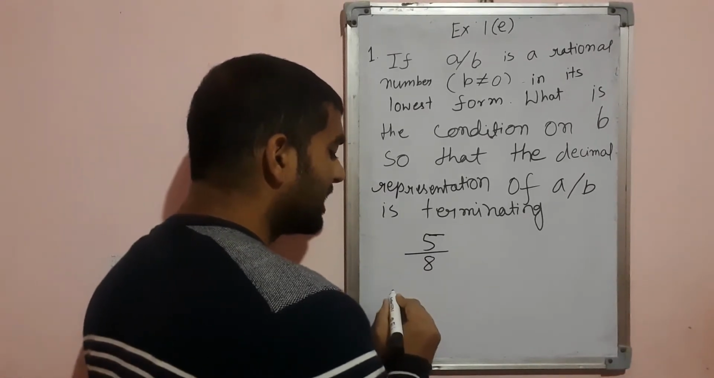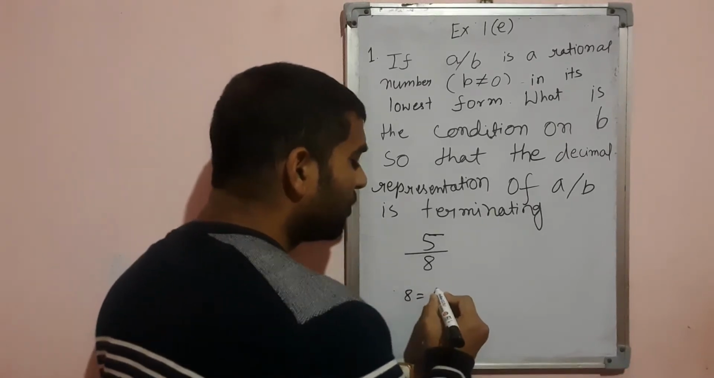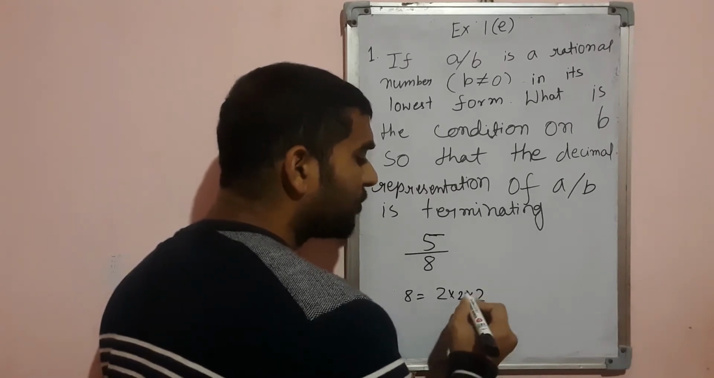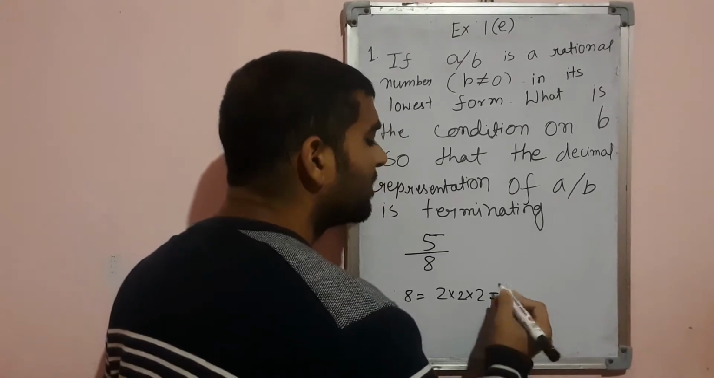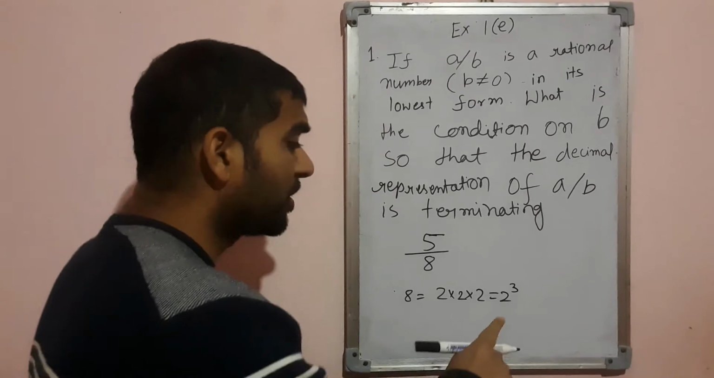So do the prime factorization of the denominator. What will you be getting? 8 will be 2 into 2 into 2, right? Or what you can write is 2 power 3, right? So see here we got only 2.